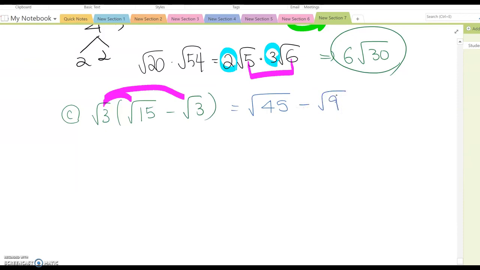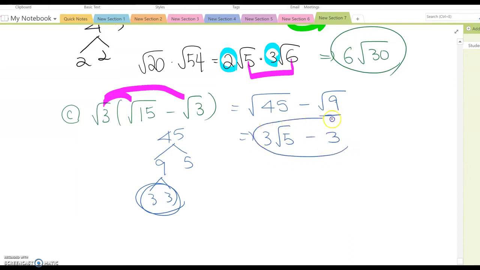Okay, then now we need to simplify. So 45 means 9 times 5, so this is 3 and 3. So as you see, we have one pair, so it becomes 3 root 5, and then now this becomes 3. So the answer becomes 3 root 5 minus 3. That's the answer for this question. Okay.